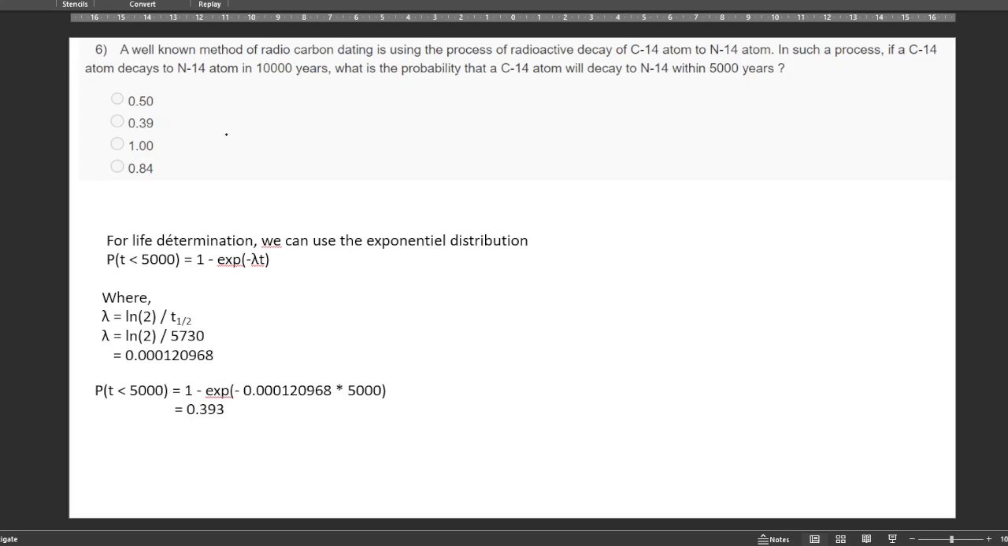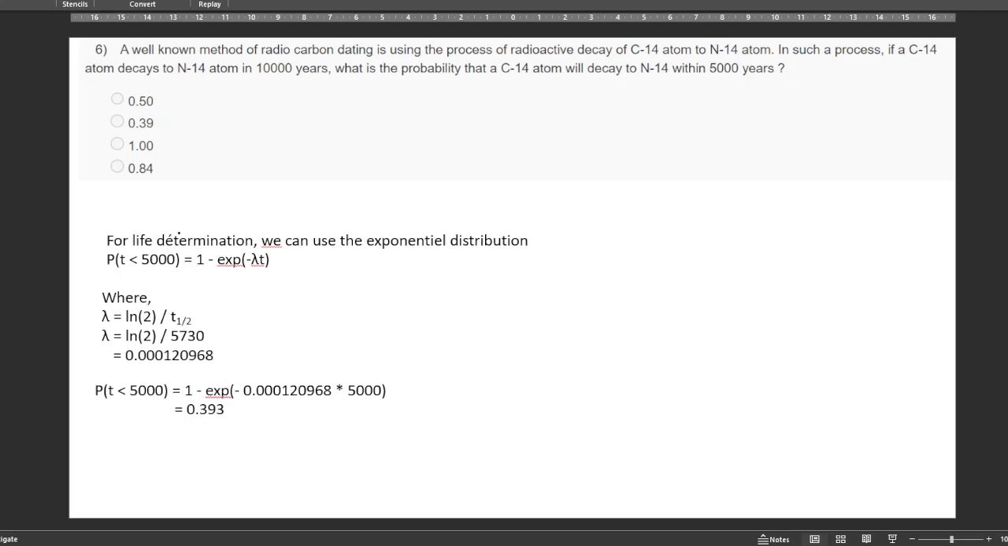Going to the sixth question. A well-known method of radiocarbon dating is used, using the process of radioactive decay of C14 atom to N14 atom. In such a process, C14 atom decays to N14 atom in 10,000 years. What is the probability that C14 atom will decay to N14 atoms in 5,000 years? They asked what is the probability that the decay can happen within 5,000 years.